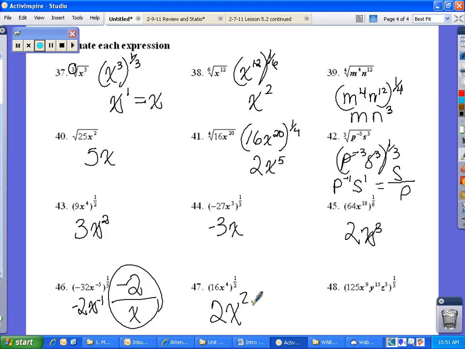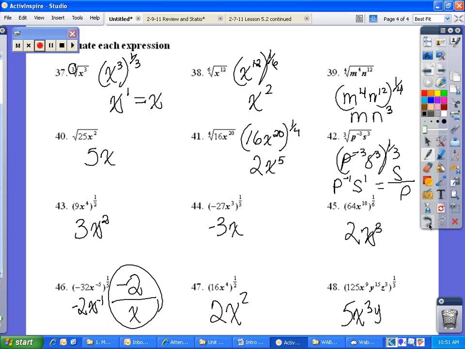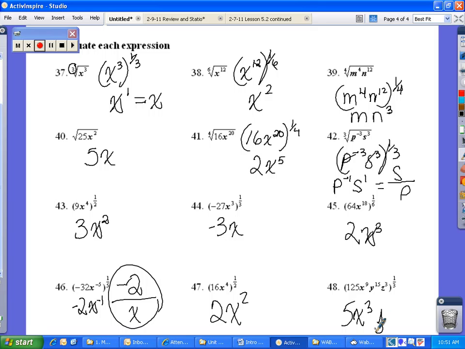And finally, for the last one, raise everything to the 1/3 power. So 125 raised to the 1/3 power is 5. X to the 9th times 1/3 is 3. 15 times 1/3 is 5. Oops, let me make sure that y is down on the bottom. So y to the 5th, and then 3 times 1/3 is 1. So that would be your answer for number 48.